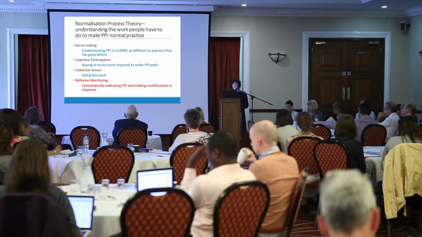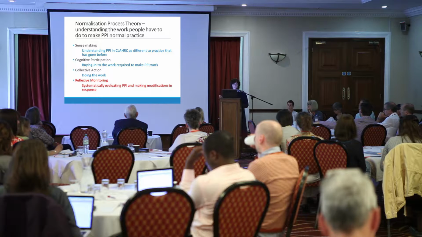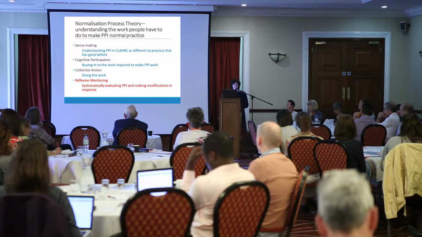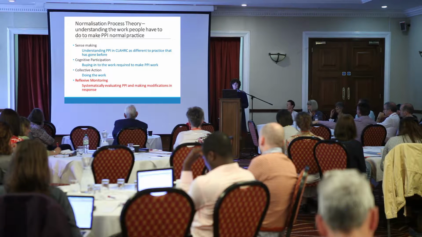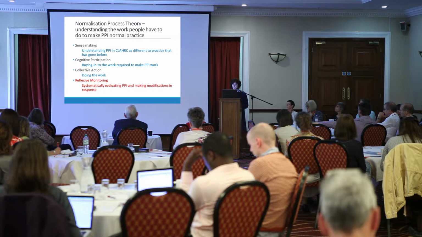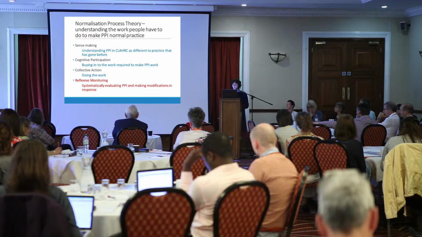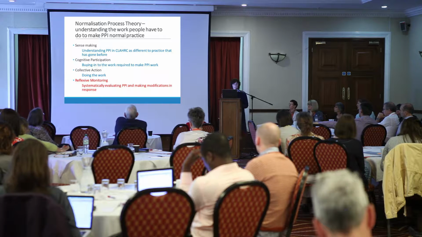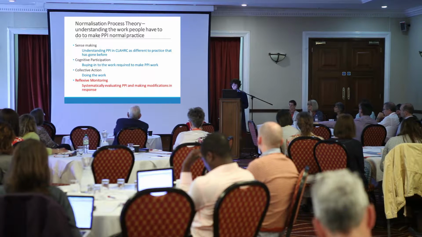Collective action, actually doing the work. Are people doing what they say they'll do? Do people turn up to things? How do the jobs get allocated? Are they suitable for people who've been asked to do certain things? And then reflexive monitoring. Are projects evaluating whether their PPI is working? They may have a great plan for PPI at the beginning, but it may need tweaking along the way.